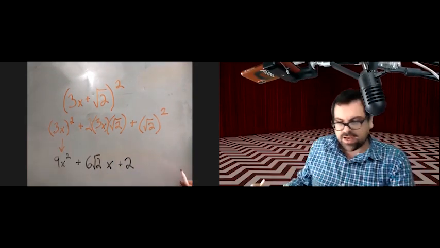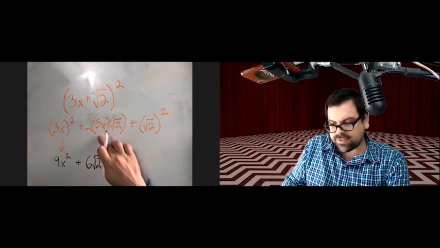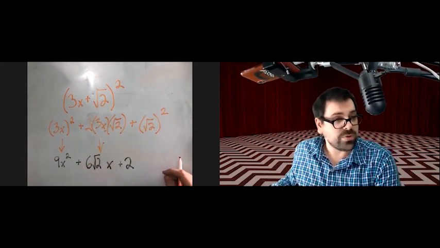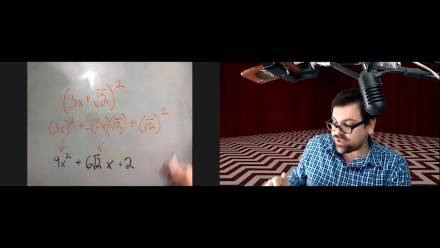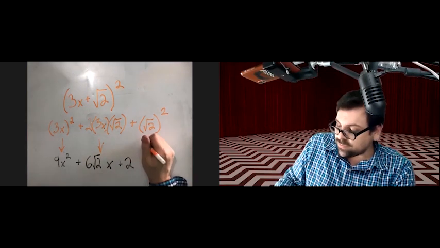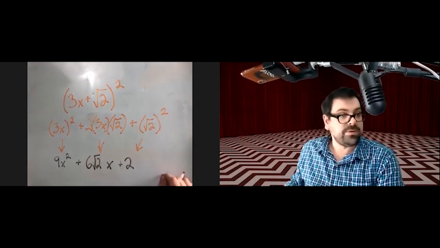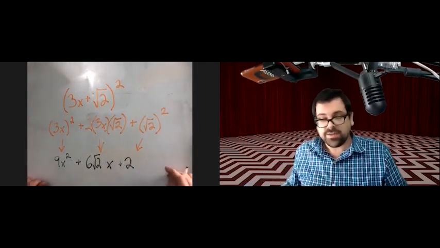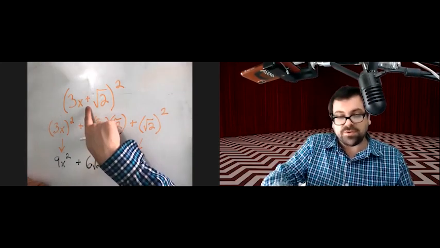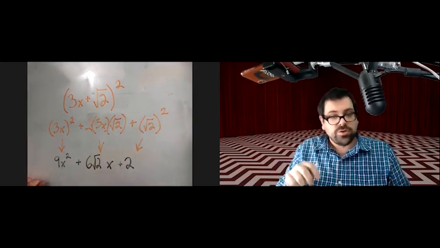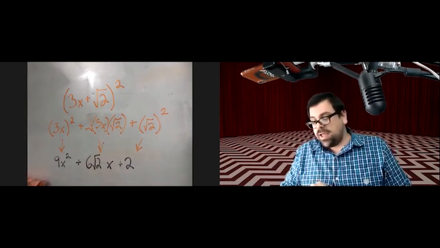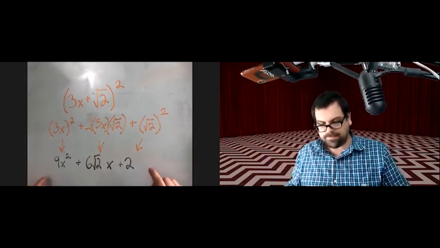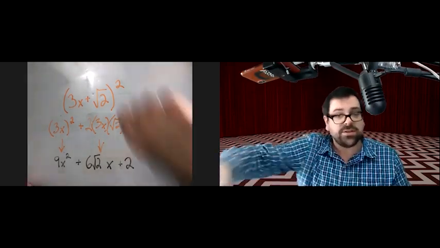Squaring 3x gives us 9x squared. 2 times 3x, that's the 6x times radical 2. That's our 6x radical 2, or 6 radical 2x. And then radical 2 squared, square root squared leaves what's underneath. There's our plus 2. So remember, we do have that formula for a special product. Square the first, and then plus or minus whatever's inside. And then 2 times the first times the second. And then always plus, no matter what's inside. And then square the second. It's a shortcut. Makes things go a little faster.